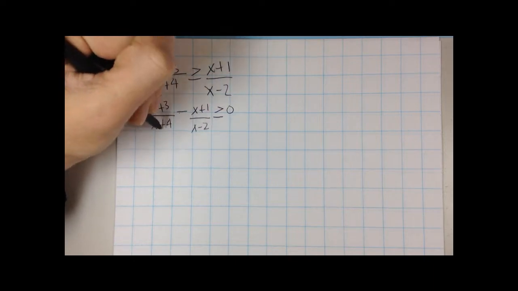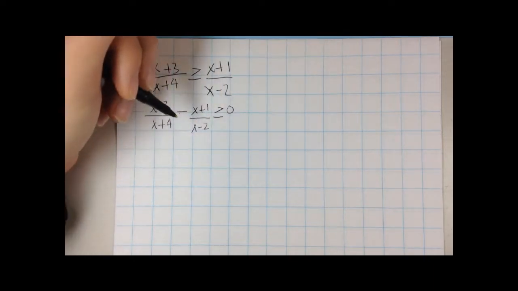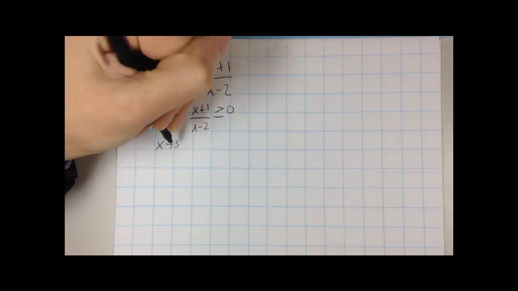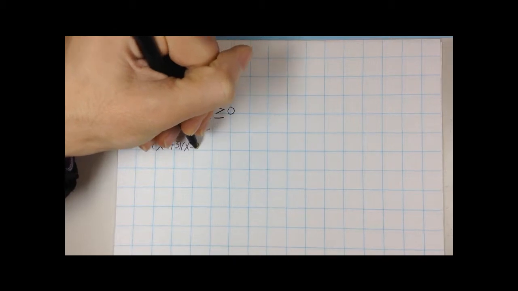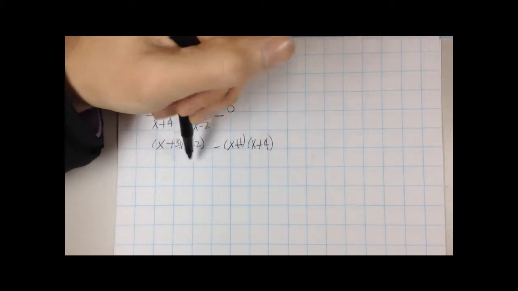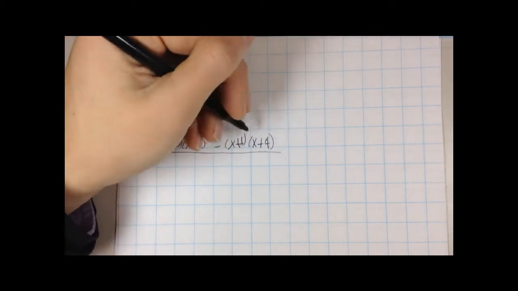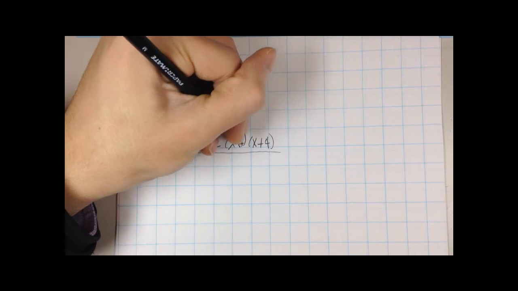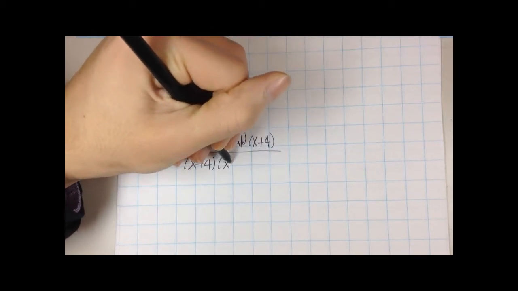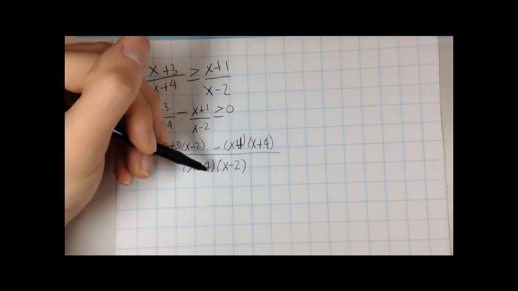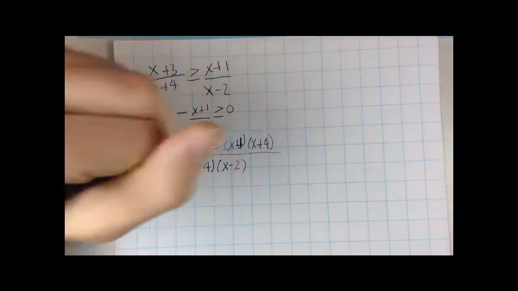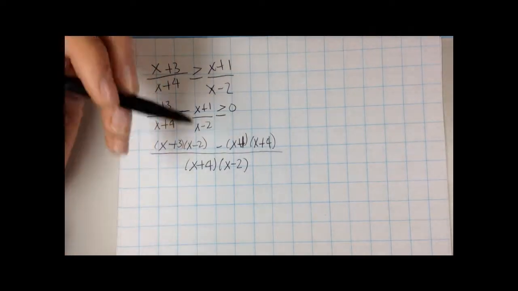And so we're just going to multiply the left part by (x minus 2) over (x minus 2), and the right by (x plus 4) over (x plus 4). And that's going to give us (x plus 3) times (x minus 2) minus (x plus 1)(x plus 4). And then the denominator is going to be the same for both of them, so we can just combine these. This is the one, (x plus 4) times (x minus 2). And so now the bottom part of our fraction is fine. We can find the zeros for that. But we're going to want to combine this top part so that we can find the zeros for that.